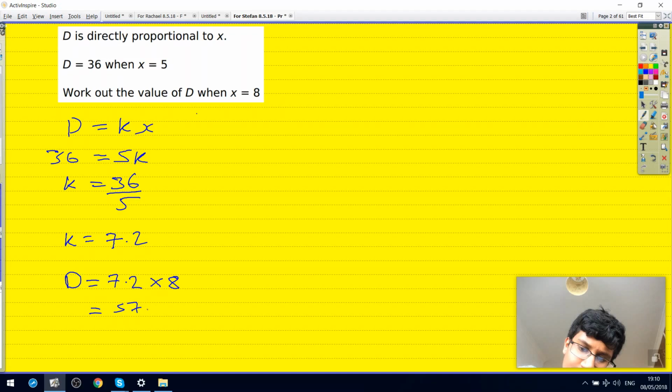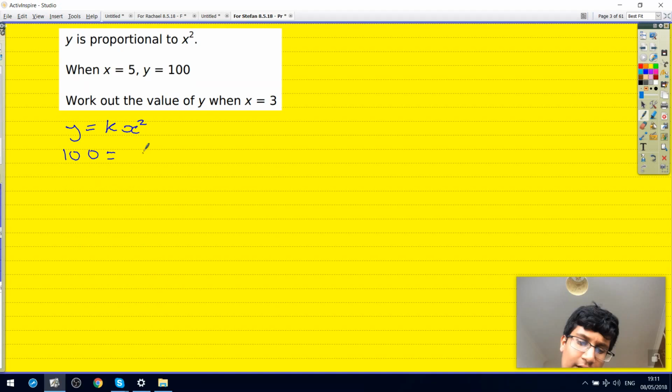Okay, this one is x squared. So y is kx squared. And we know 100 is k times 5 squared, so k is just 100 over 5 squared, which is 4.